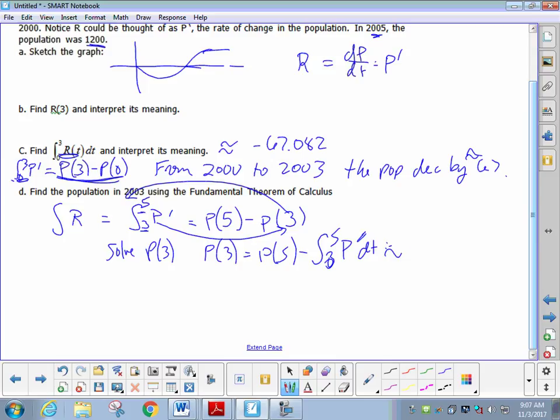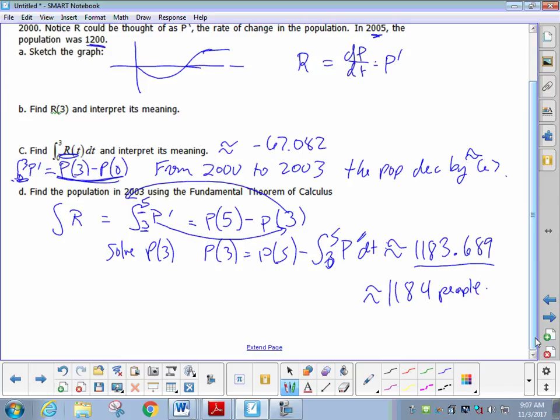So that in your calculator is something like 1,000 minus the integral. Again, the report is about 3, and if you want to round to the nearest whole, you can. I got 1,183.689, so roughly the population in 2003 was 1,184 people.